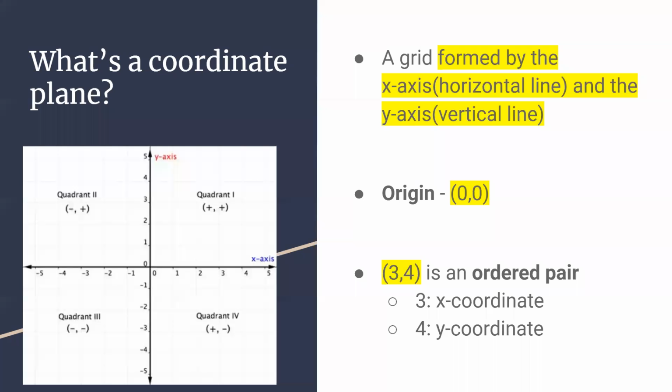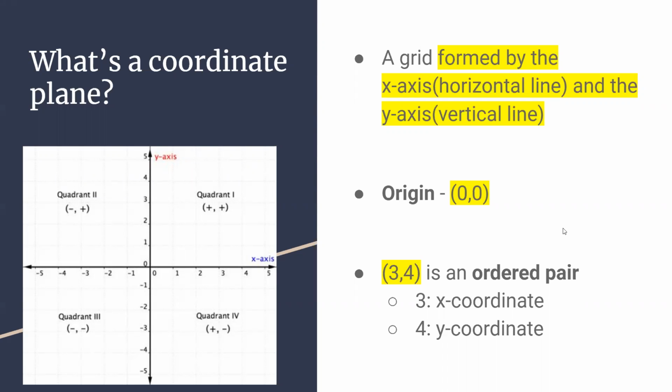What's a coordinate plane? A coordinate plane is a grid that's formed by horizontal and vertical lines called the x and y axis. If you look at this picture here, the x-axis is the one that's horizontal, left to right, and the y-axis is the one that's vertical, top to bottom. So by this and the numbers labeled, it makes a grid which you plot points on.